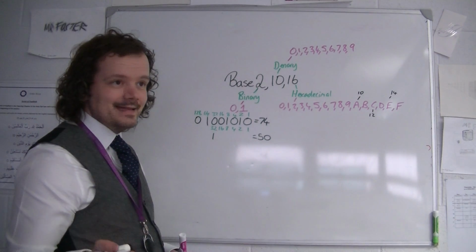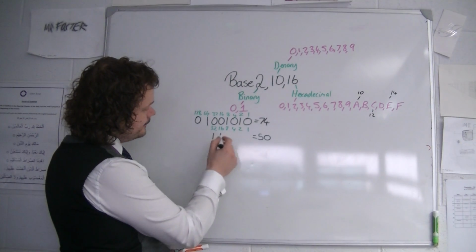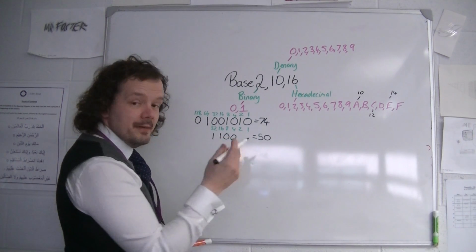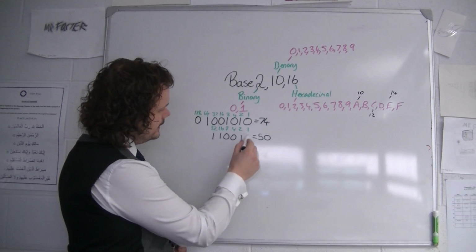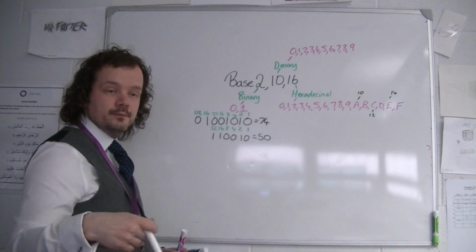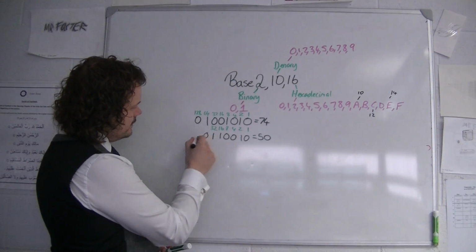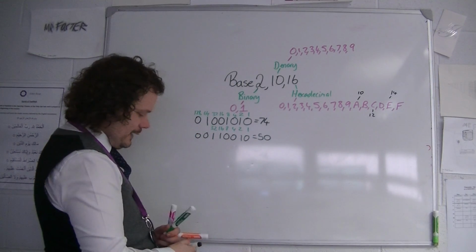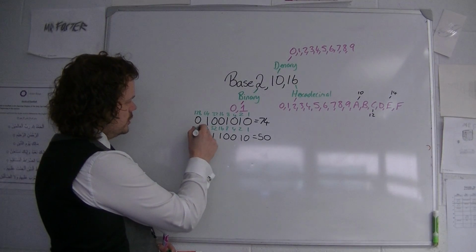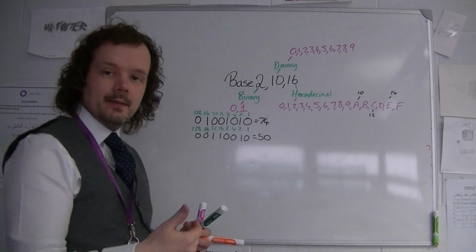And I need to make 18, because 50 take away 32 is 18. So I'm going to need the 16. That leaves me needing 2, so I don't need an 8, I don't need a 4, but I do need that 2, and I don't need a 1, and that gives me 50. Now, it's good practice to present your answer in 8-bit notation, so that means we do need those other zeros just there. And we know that if the place values were on those, it would be 64 and 128. Okay, so that's converting from base 2 to base 10 and back again.